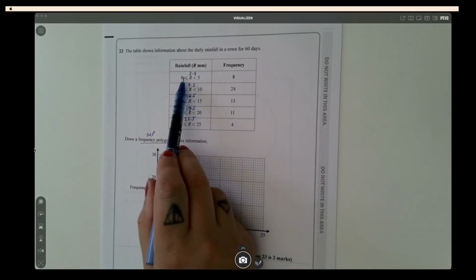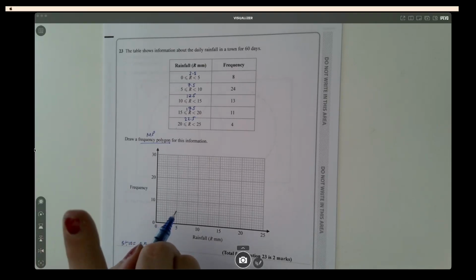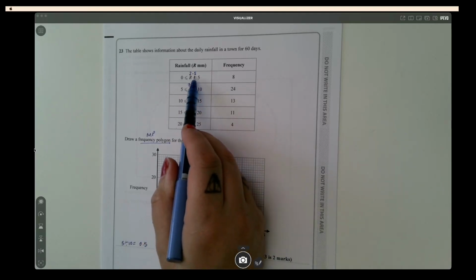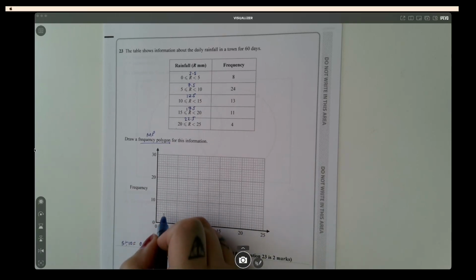Then we need to figure out the scale, because the midpoints are how far along we're going to go, and then the frequency is how far up to plot these points. So we're going to go along to 2.5. If we figure out this scale here, from 0 to 5 there are 10 small squares. 5 divided by 10 is 0.5. So every 2 squares is 1, and every 1 little square is 0.5. That's important to remember. So we're going to 2.5, and then we're going up to 8.